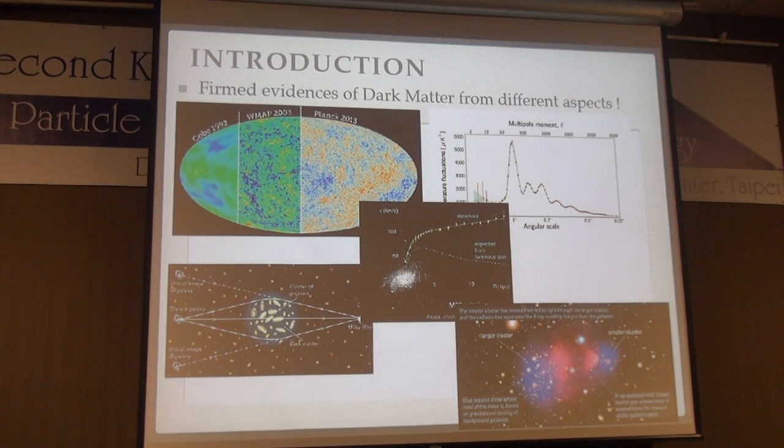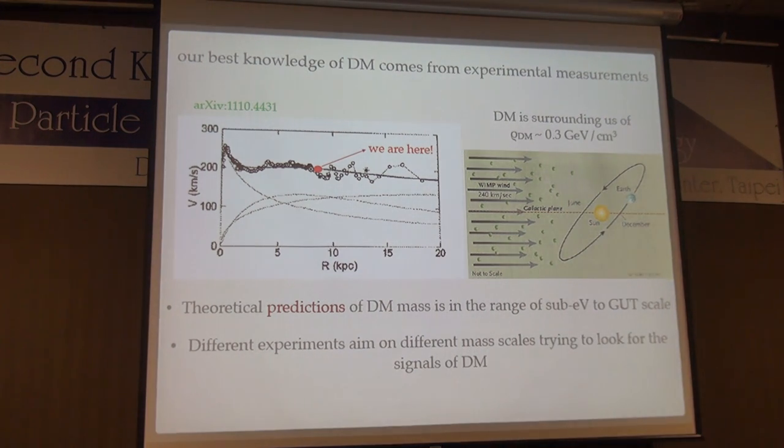Just thanks to the first speakers. We know there's firm evidence for dark matter's existence from different experiments and different reports of universe evolution. So we can say our best knowledge of dark matter comes from experimental measurements, not from theories. With theories, we have infinite possibilities to show.